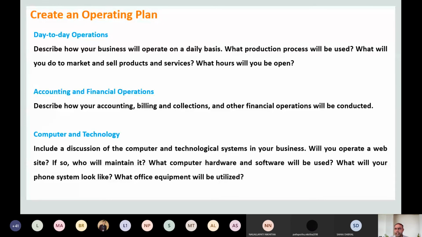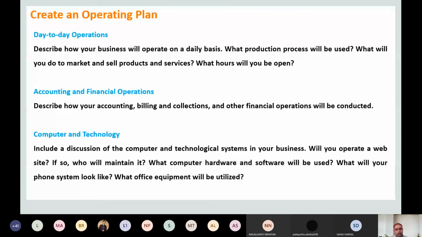So on a daily basis, you are going to tell what your day-to-day operations are. Then when it comes to accounting and financing operations, you are going to tell who is going to be the accountant, who will be billing, who will be collecting the money, how these financial transactions are going to happen, and who will have control over these financial transactions. That you should mention.